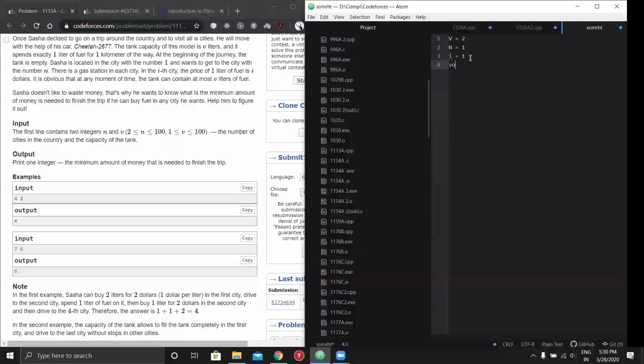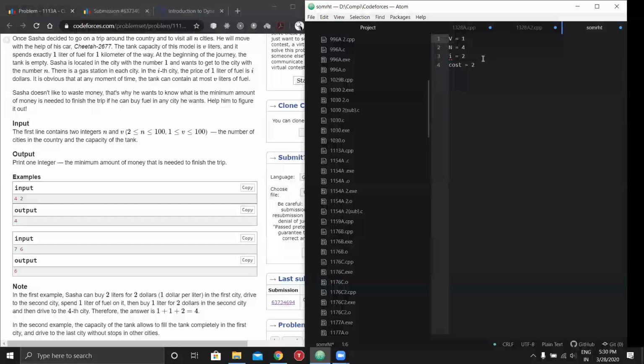So the cost is equal to, he buys 2 liters, right? So 2 into 1, which is equal to 2. So he spends 2 rupees and buys 2 liters of fuel, and his fuel tank is currently full. Now he travels from the first city to the second city. What all happens here? He travels from the first city to the second city. His fuel reduces by 1 liter. So 2 liters will now become 1 liter.